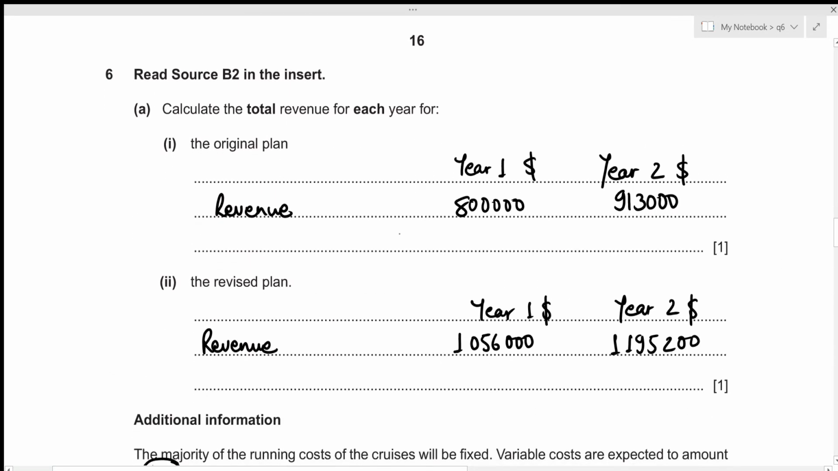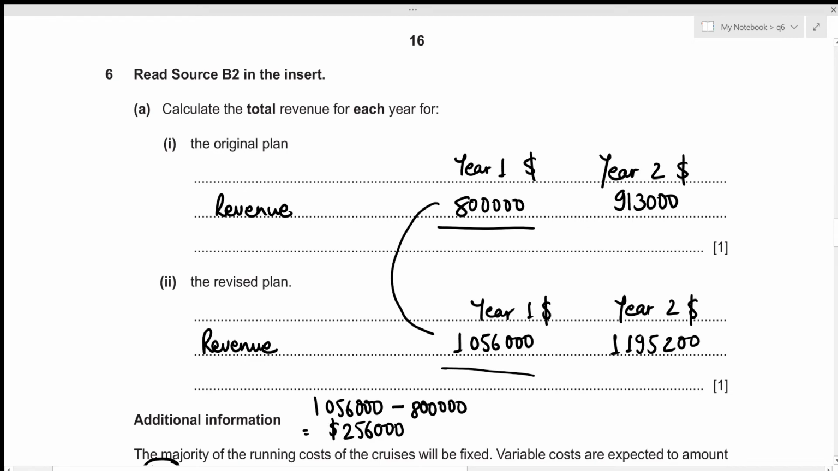Okay, so we're just talking about the increment from the original plan to the revised plan. We can see that for year 1, the original plan had the value of 800,000, whereas the revised plan had the value of 1,056,000. So there is definitely an increment in the revised plan, right? We need to figure out that increment value, which is just going to be the difference between these two values. Let's figure it out. So that's 1,056,000 minus 800,000, which results in the value of 256,000. So this is the increment for the first year.